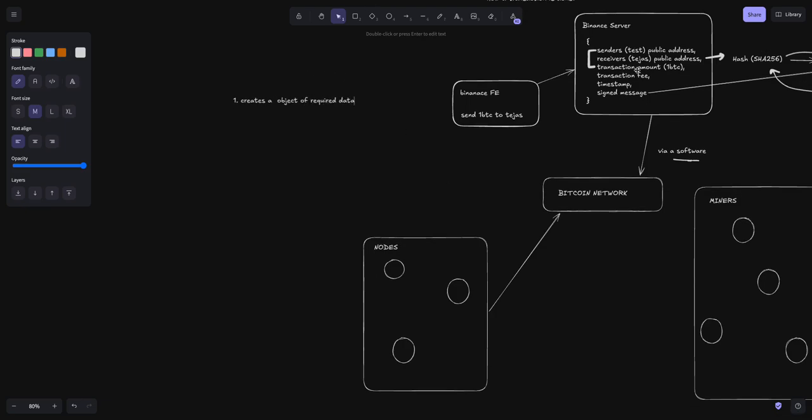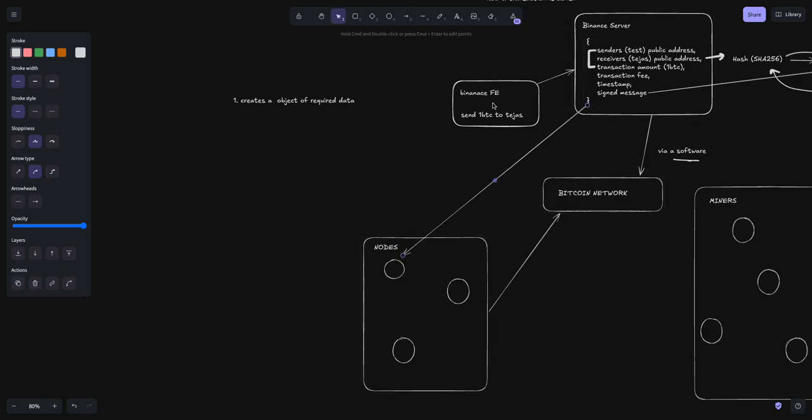Then what happens? What does it do? As it is connected to this Bitcoin network, it broadcasts the message. What do you mean by broadcast? It takes this object, this particular data, and when it is received here, all of this data is sent, or broadcast, to this Bitcoin network. This is done via the Bitcoin protocol.